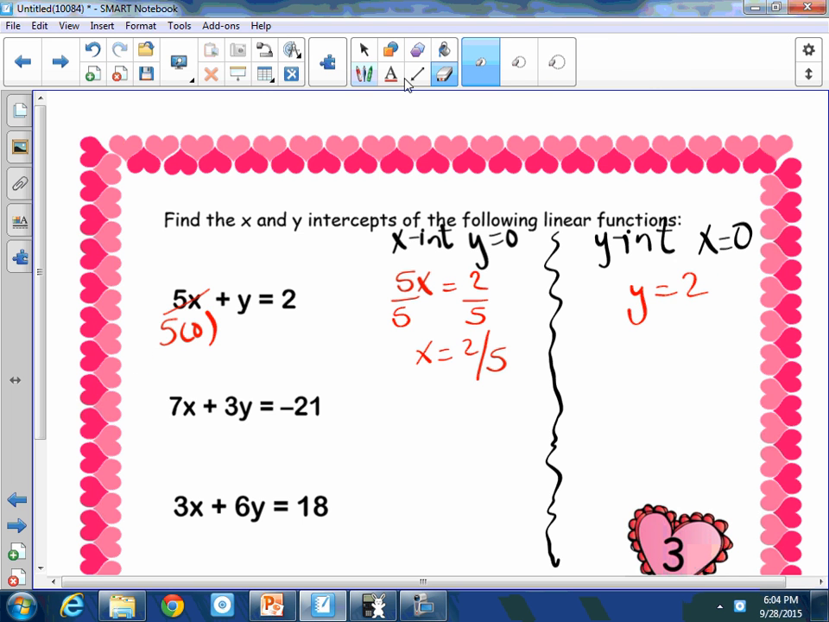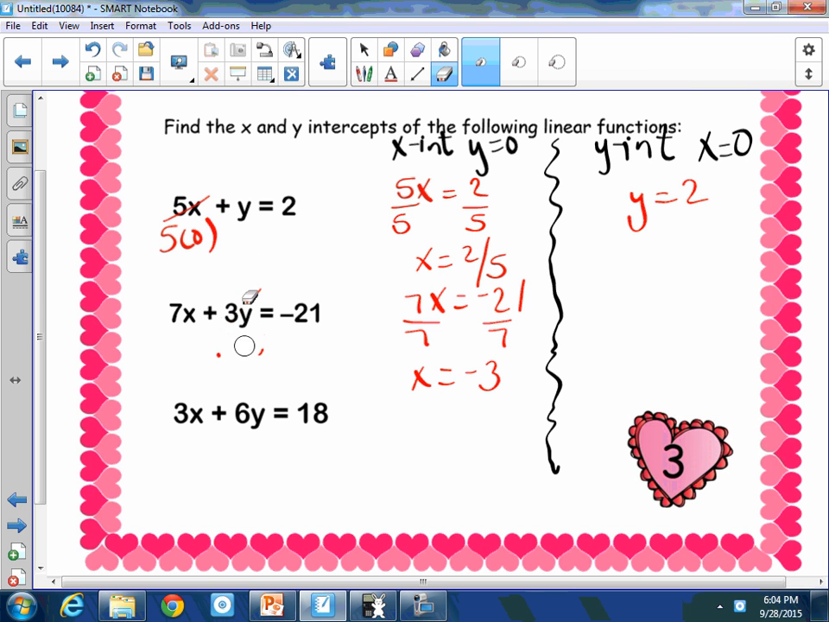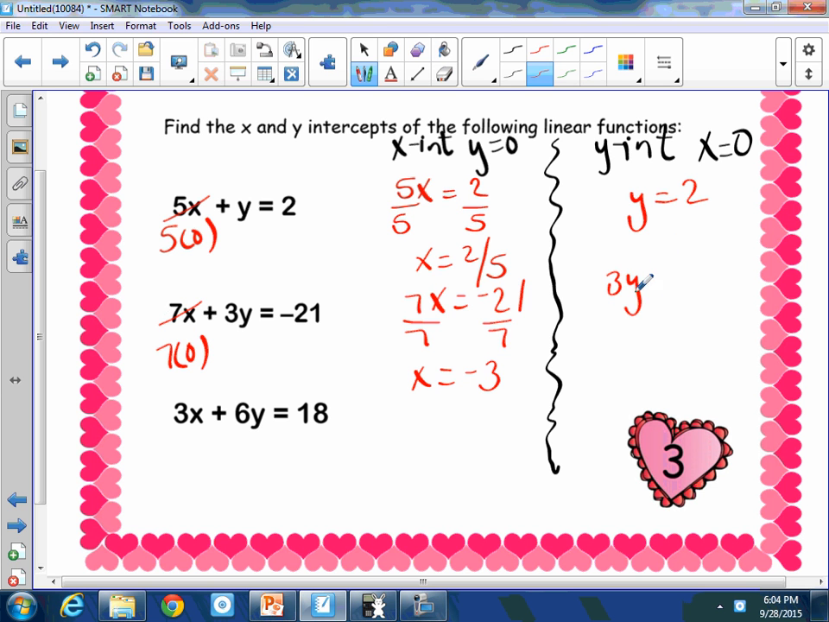All right, let's do the next one. For the x-intercept, y equals 0, which means that part is 3 times 0, which is 0. So 7x equals negative 21. Now I have to divide by 7, and x equals negative 3. For the y-intercept, x equals 0, which means that's 0 because this is 7 times 0. So 3y equals 21, divide by 3, and y equals 7.